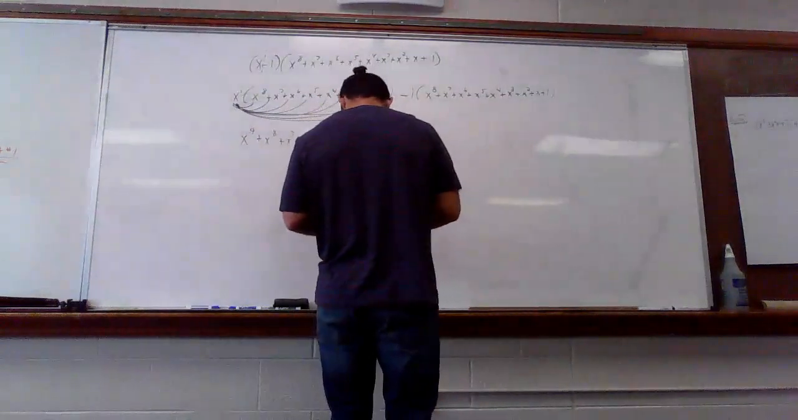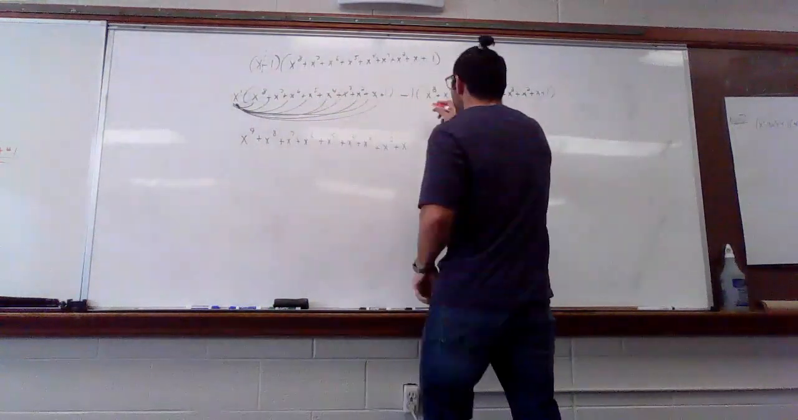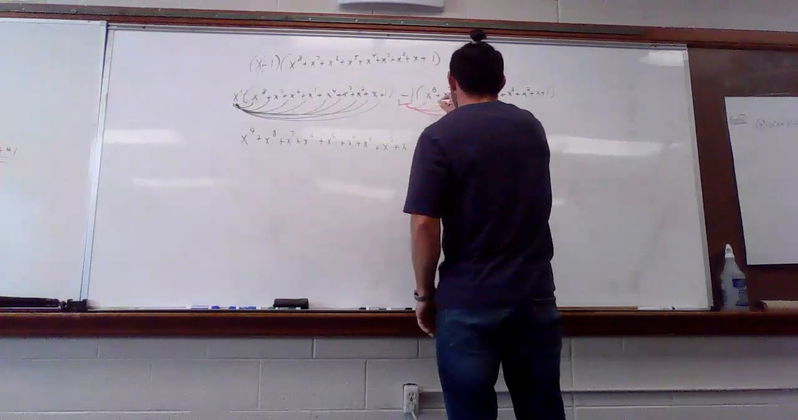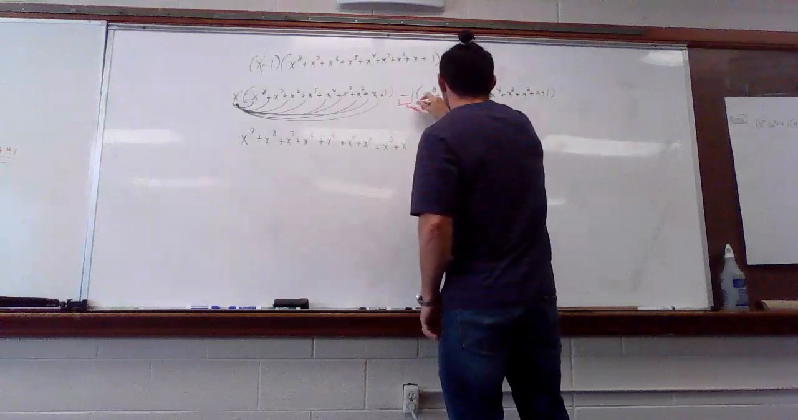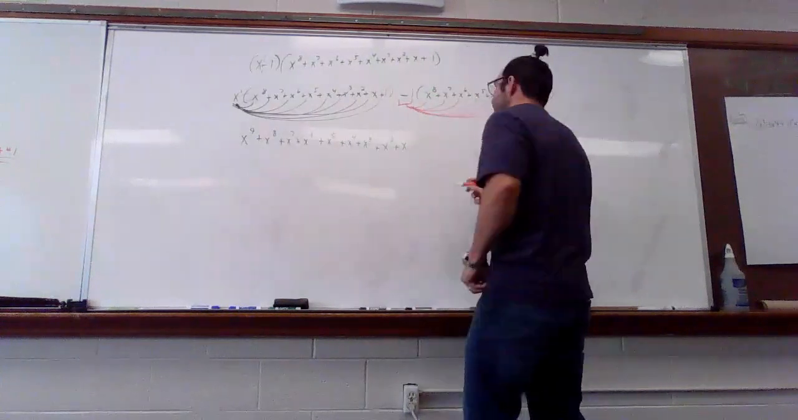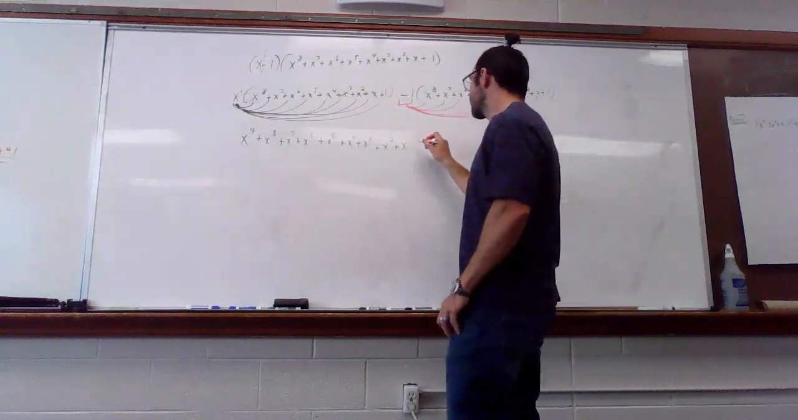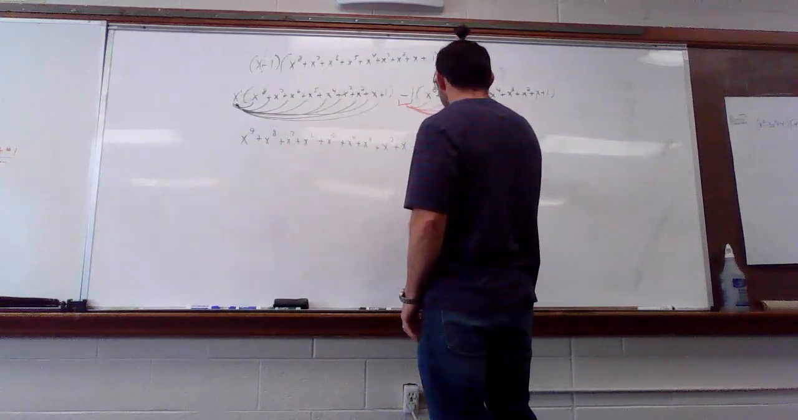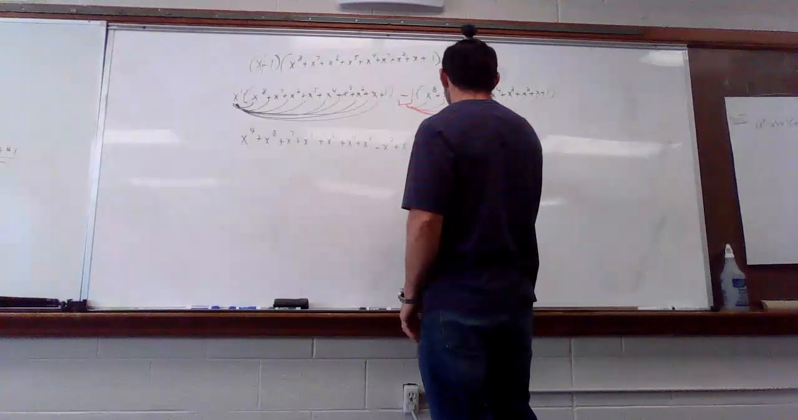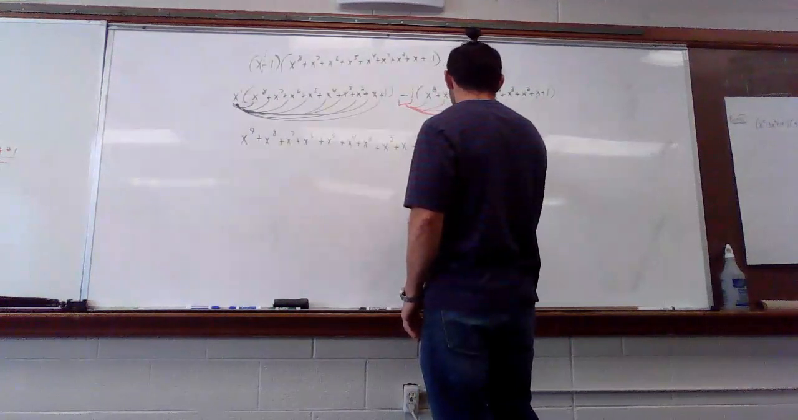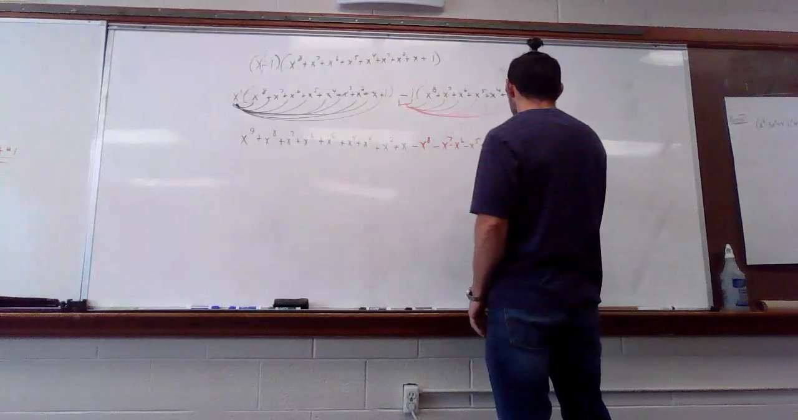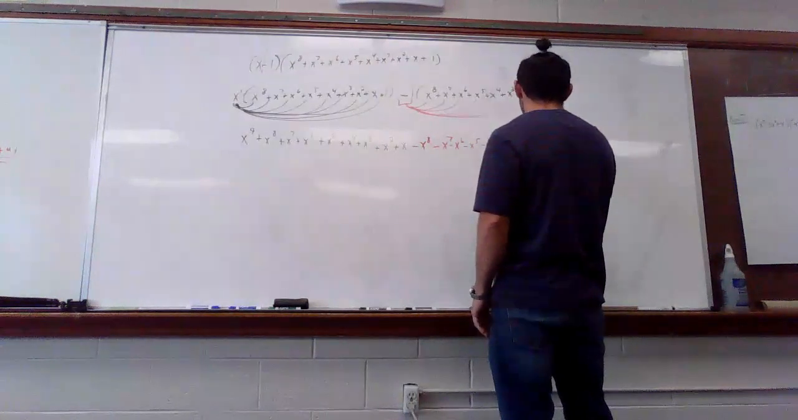Now we've got a negative 1 times all of this. If I'm taking a negative 1 times all of it, it's changing it to the opposite. Negative x to the 8th, negative x to the 7th, negative x to the 6th, negative x to the 5th, negative x to the 4th, negative x to the 3rd, negative x to the 2nd, negative x, negative 1.